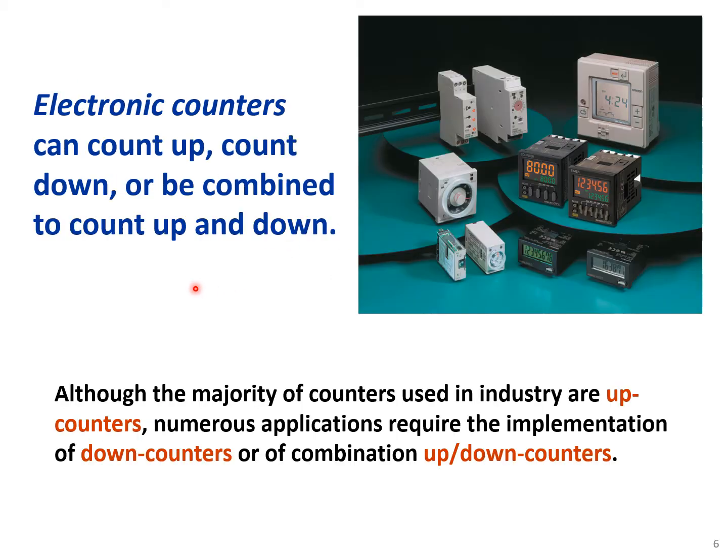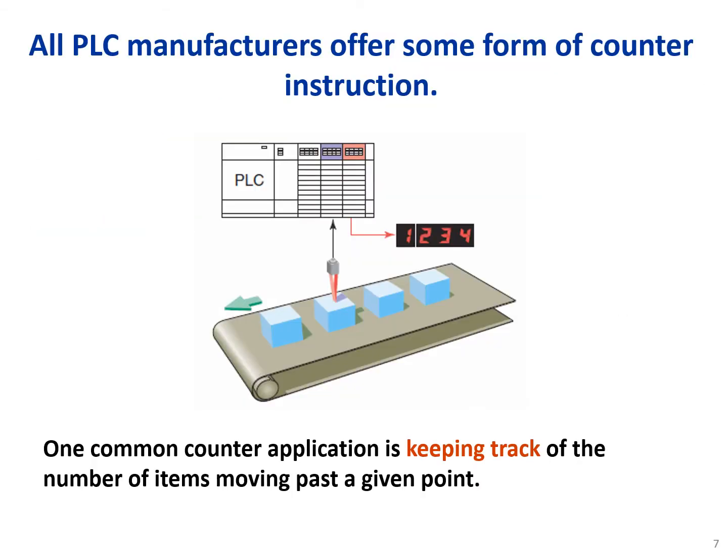Electronic counters can count up, count down, or be combined to count up and down. Although the majority of counters used in industry are up counters, numerous applications require the implementation of down counters or combination up-down counters. All PLC manufacturers offer some form of counter instruction. One common counter application is keeping track of the number of items moving past a given point.